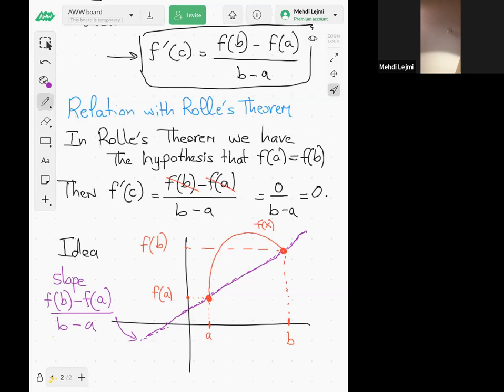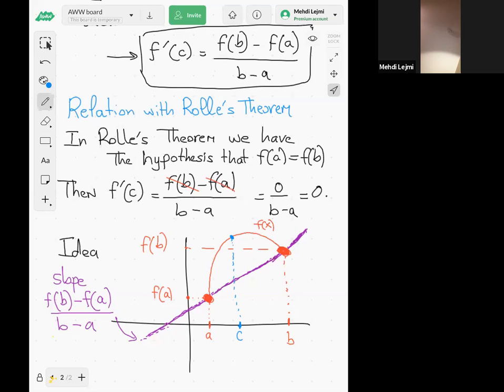So all I'm saying, guys, is that the slope of the line passing through these 2 points is exactly f of b minus f of a over b minus a. Again, here's a, f of a, and this is b, f of b, right? So what we are saying is that there exists a c in this interval, so there's a c here somewhere, such that f prime of c is equal to this slope, f of b minus f of a over b minus a.